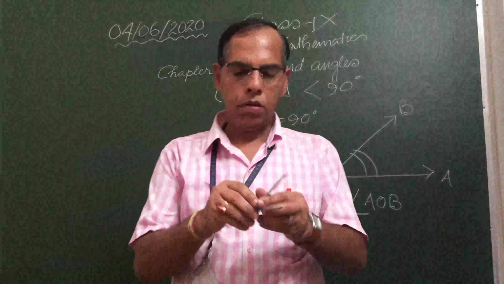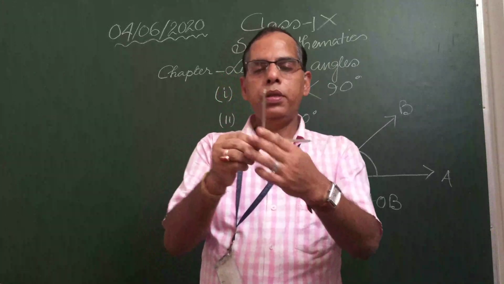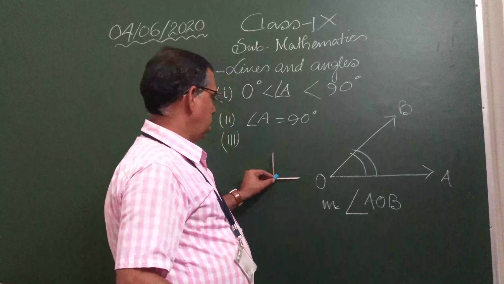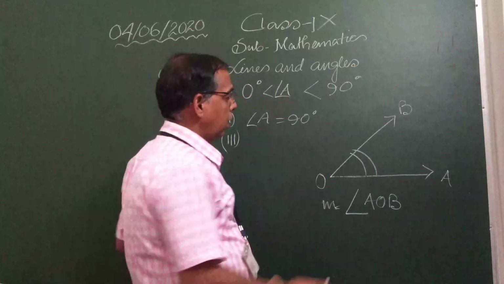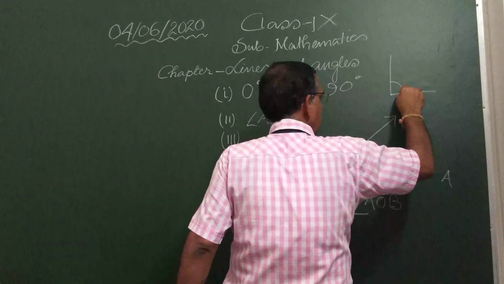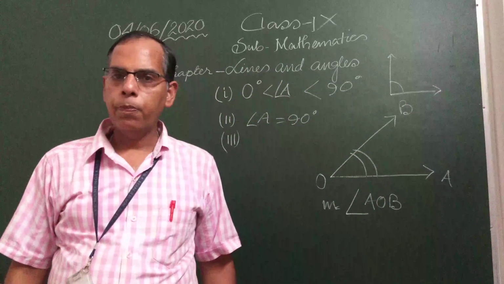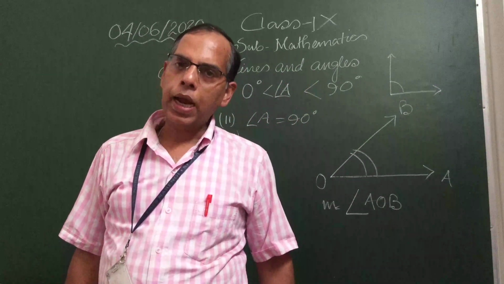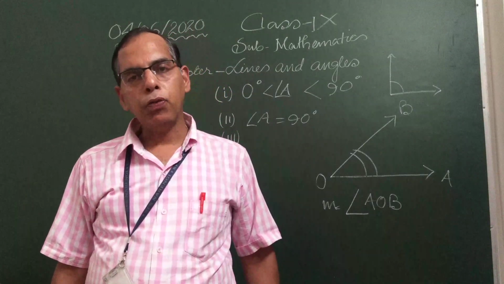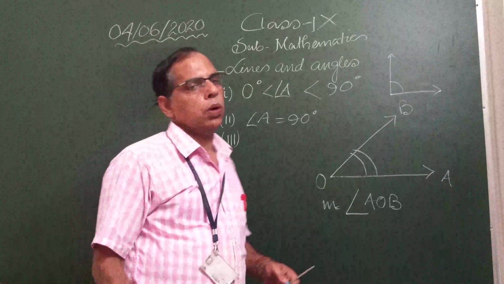See, this is a right angle. Right angle means this one. See, if both these two rays are mutually perpendicular, then that angle is known as a right angle. If two rays are mutually perpendicular, then they are said to form a right angle. The next is this one.